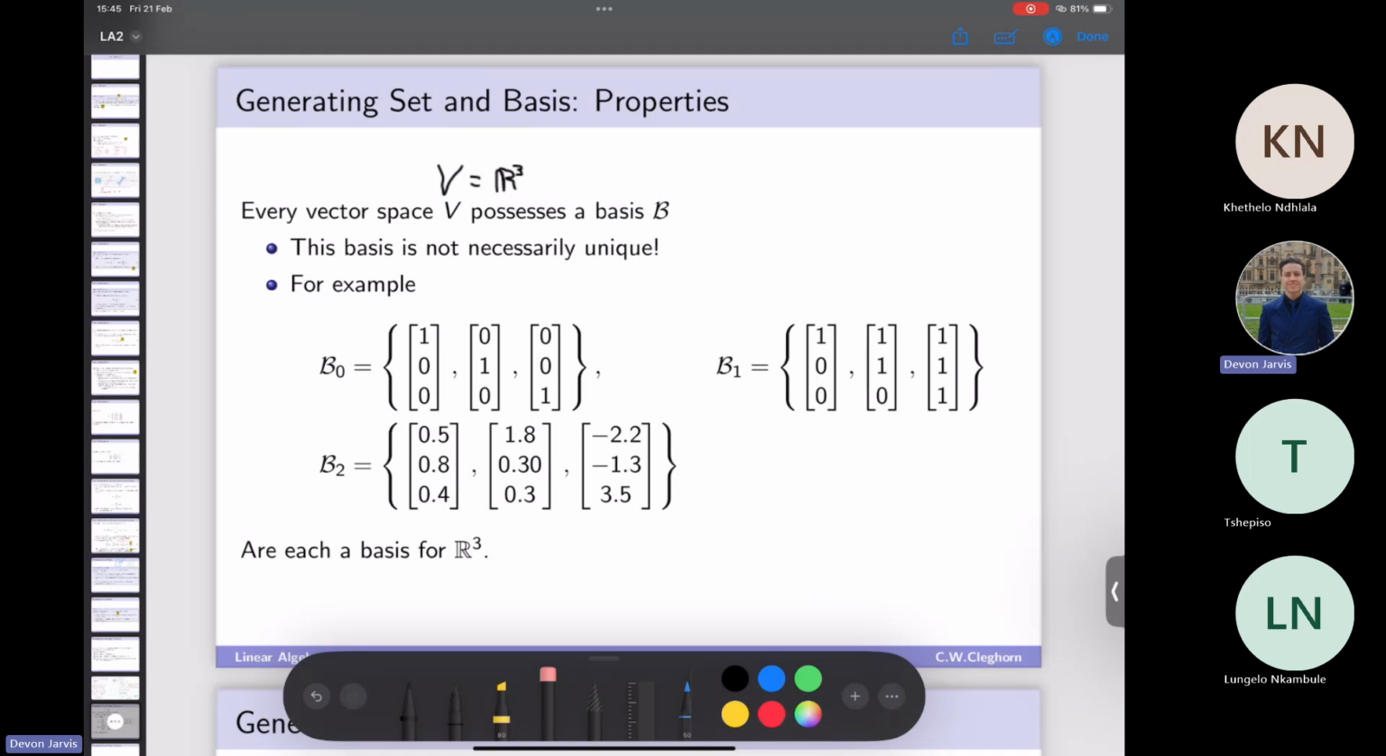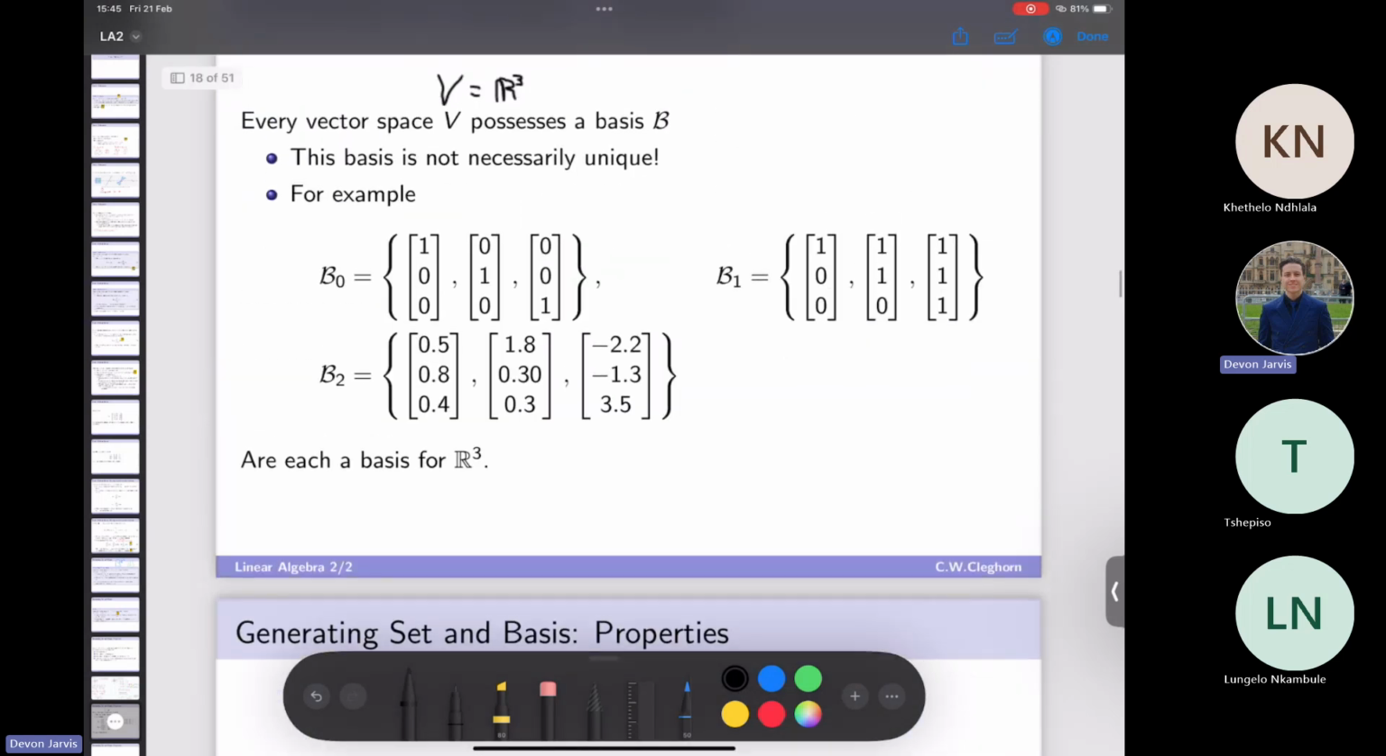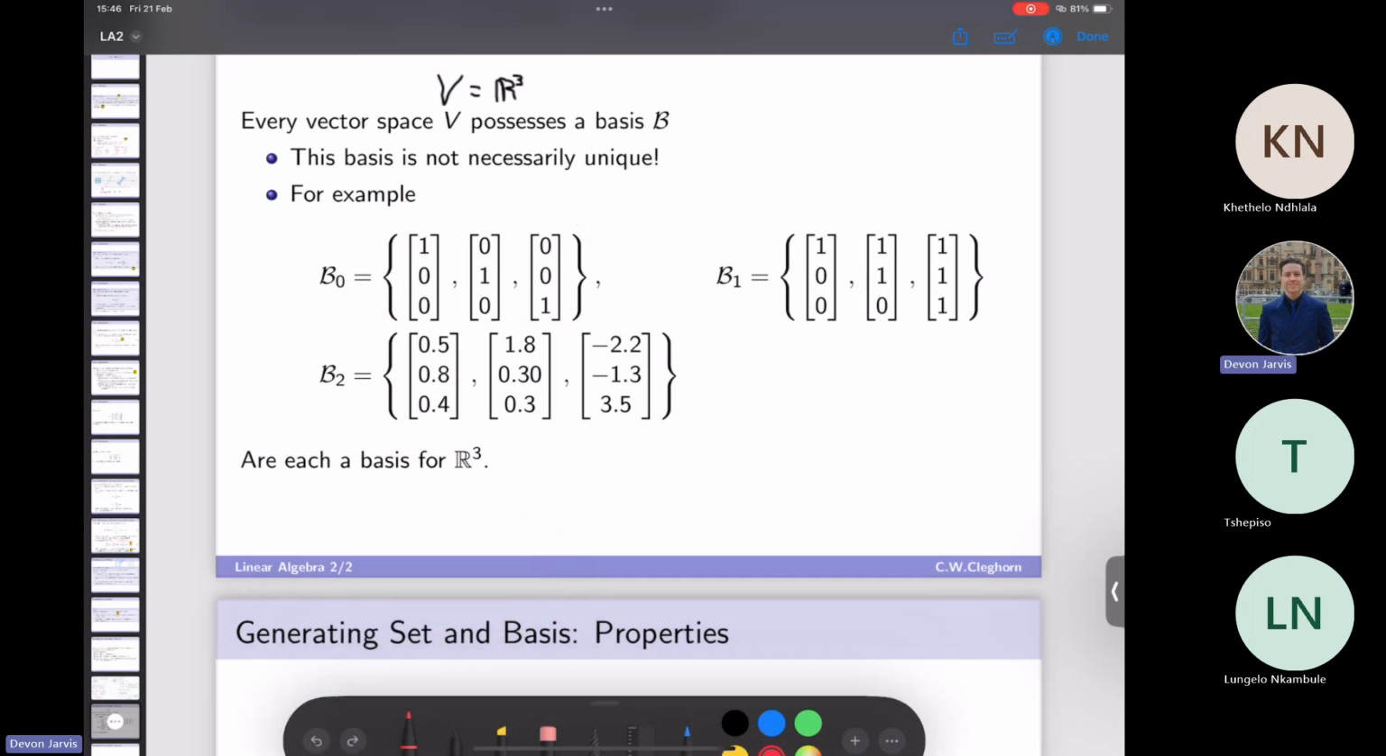Let's push through for a couple more minutes and then we'll take another break and let things set in. So, generating sets and basis properties. Every vector space possesses a basis B. The basis is not necessarily unique. So to your question, there are multiple that might work. All of these are bases of R3, right? If you try to take this and get into reduced row echelon form, you would realize that ultimately you would get to something like that. Same for this one over there. You can get into a reduced row echelon form, which has pivots along every column.